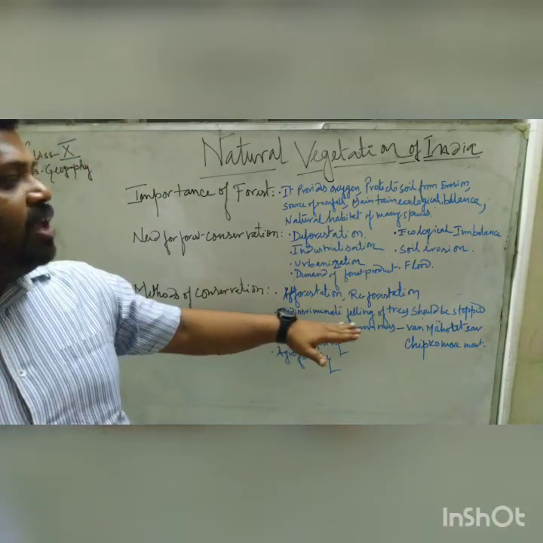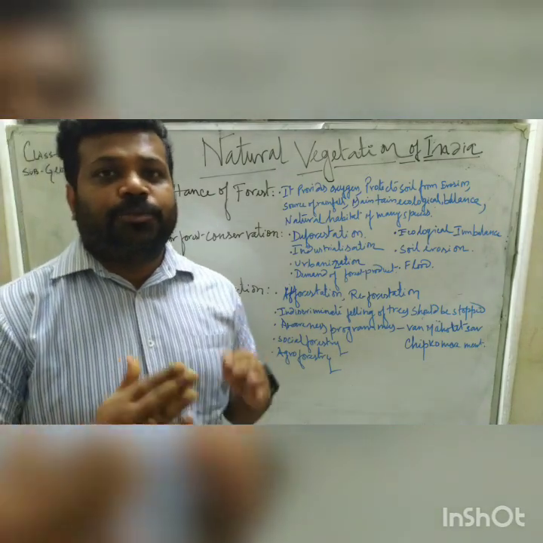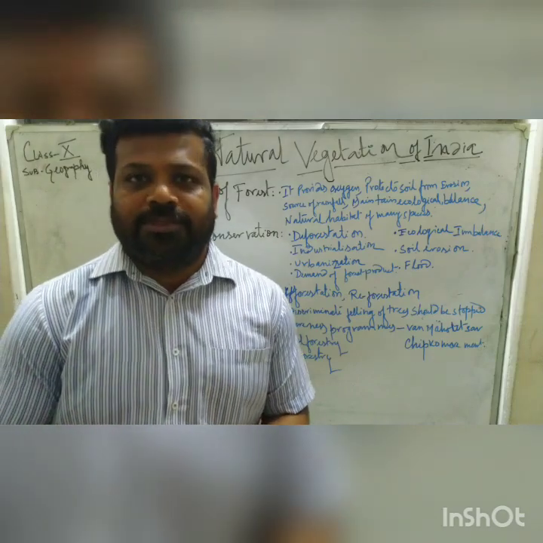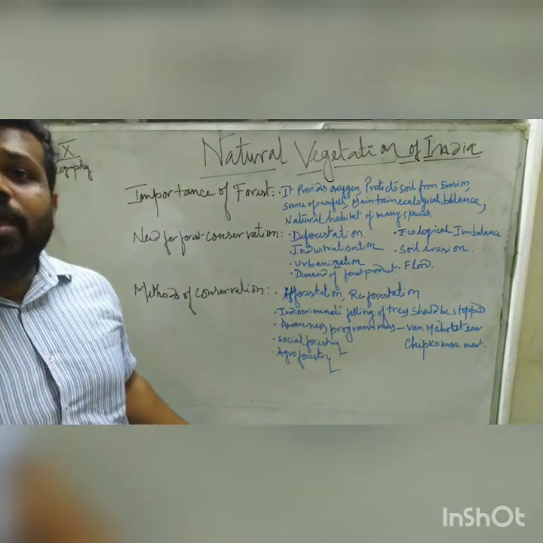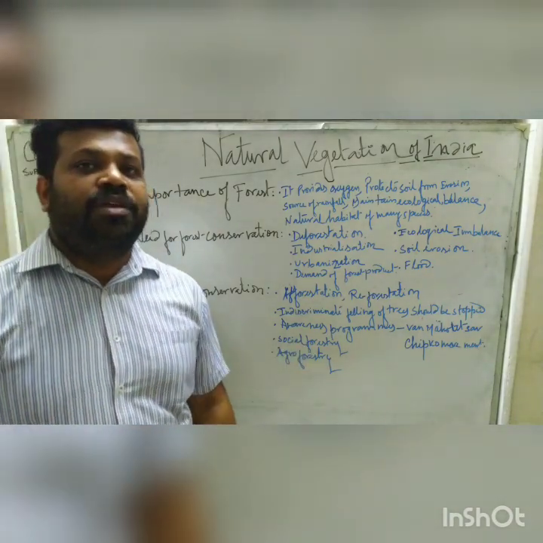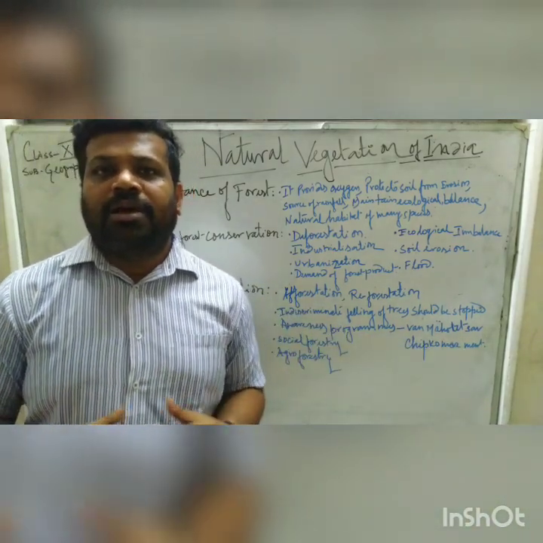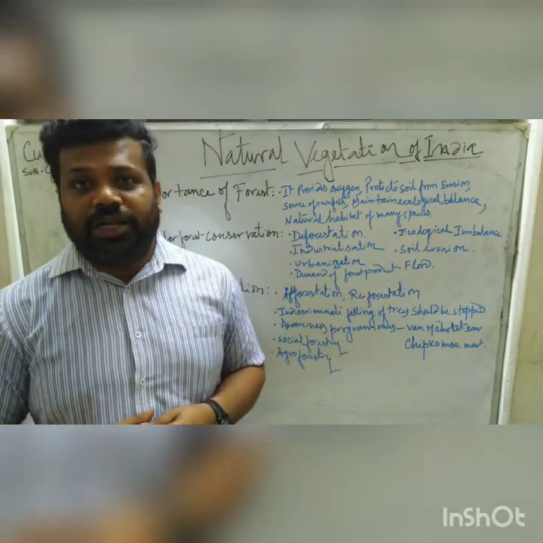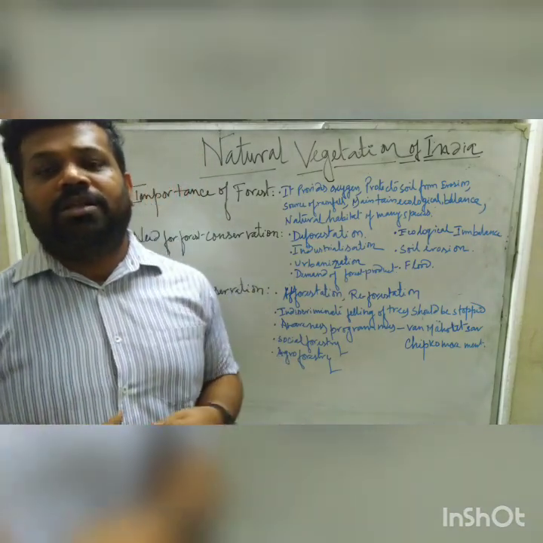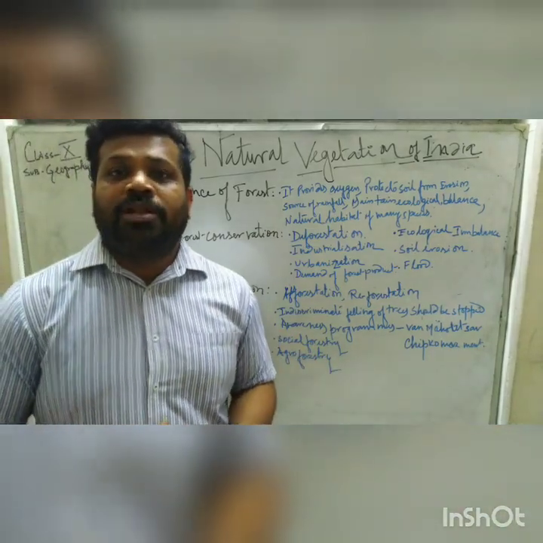Next, indiscriminate felling of trees should be stopped. Means felling of trees should be legalized. Means if I want, I cannot fell the trees. I have to go through legal ways. So indiscriminate felling of trees should be stopped. Next, awareness programs. We must make people aware through various programs like Van Mahotsav. We chose a particular day of a month in a year and we used to plant trees on that particular day. Another awareness program is the Chipko movement. It was a movement done in Uttarakhand where the village women hugged the trees and they protected trees from cutting down.